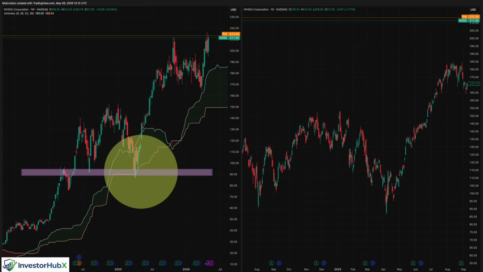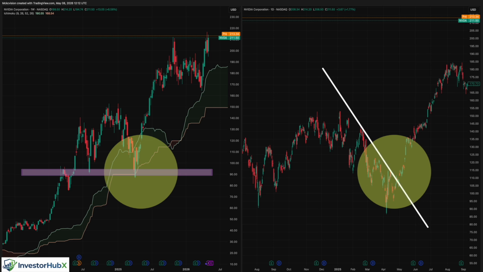Price is above the cloud. The trend is bullish. The cloud acts as support. Now this same zone corresponds to this area on the daily time frame. Instead of entering blindly, we wait for confirmation on the lower time frame. We draw a trend line across the pullback.